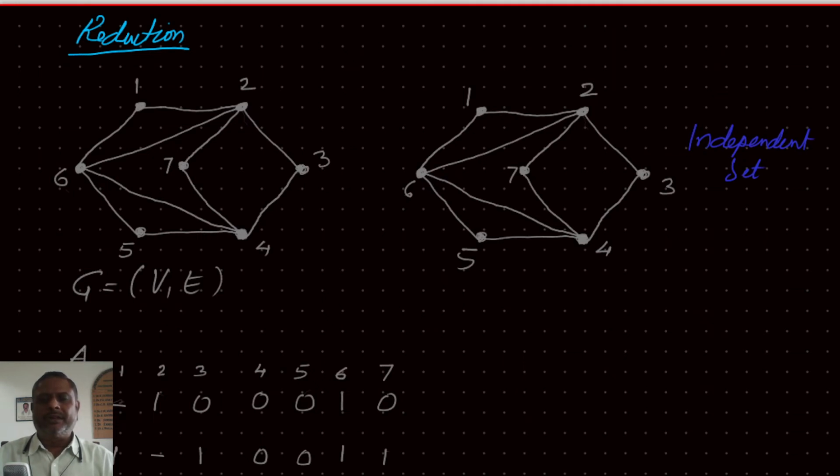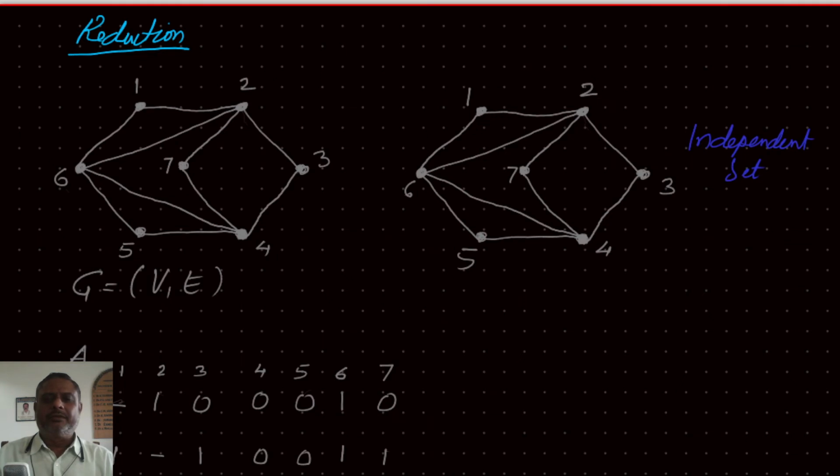So how much time is required? If there are n vertices, then if this is used, this is not used, and so on, for each vertex we decide whether it is used or not. So there are n vertices, and converting the independent set to the vertex cover, we are doing in order of n.